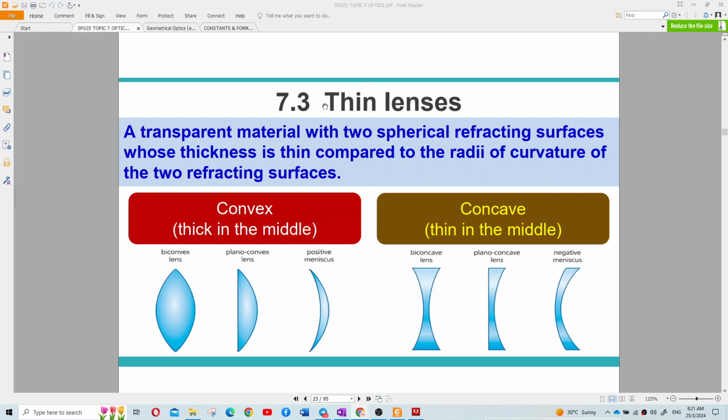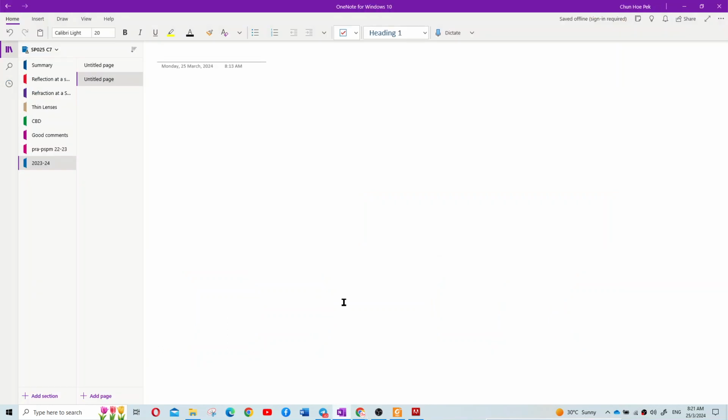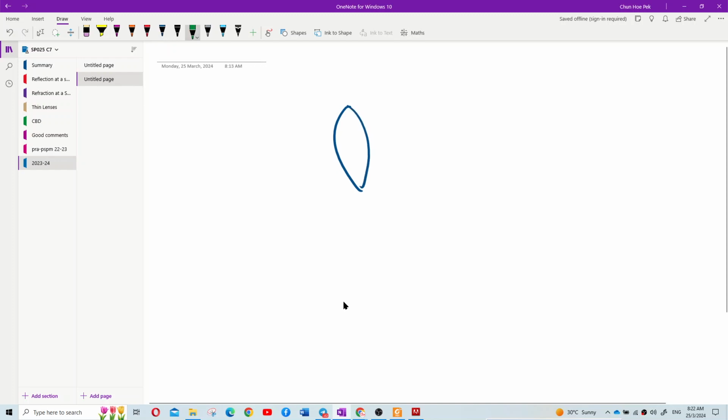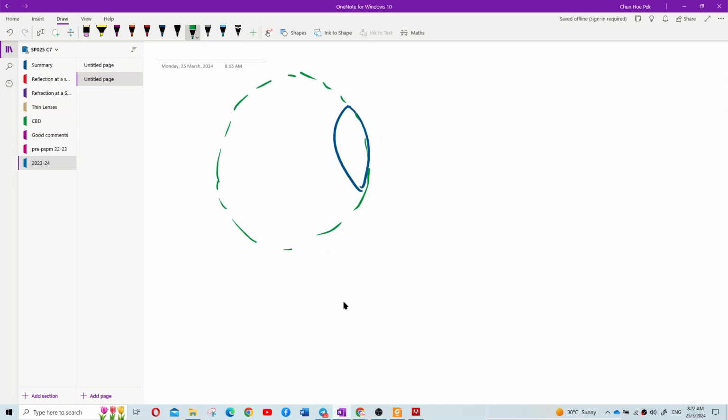So why is it called thin lens? This lens is considered thin because the thickness is compared with the radius of curvature. You see, this thin lens is actually made of two spherical surfaces, and these spherical surfaces have their own radius. Maybe I should draw it out. For example, the biconvex lens is made of two spheres.